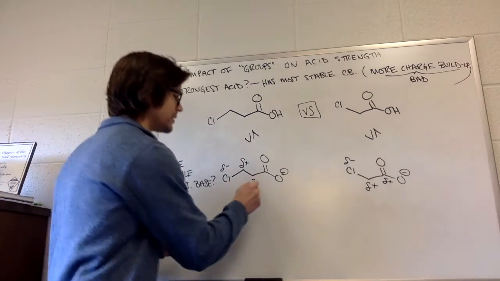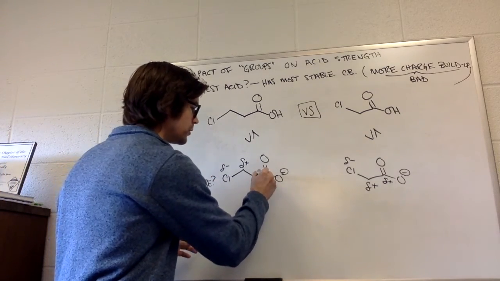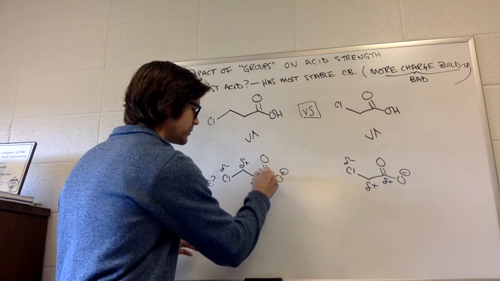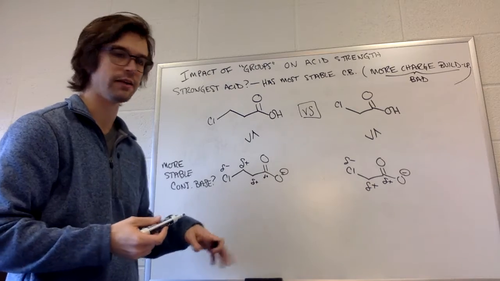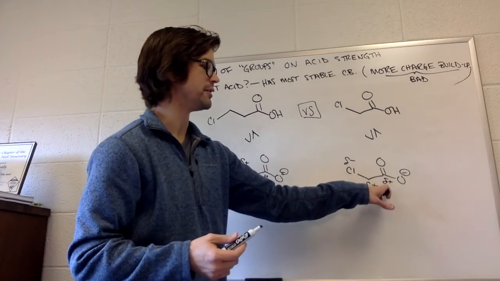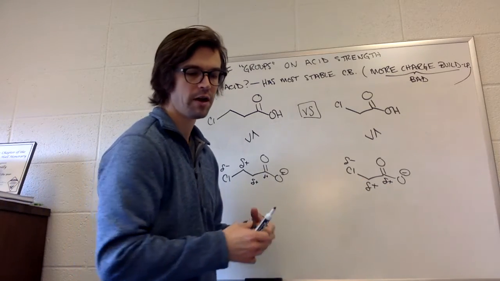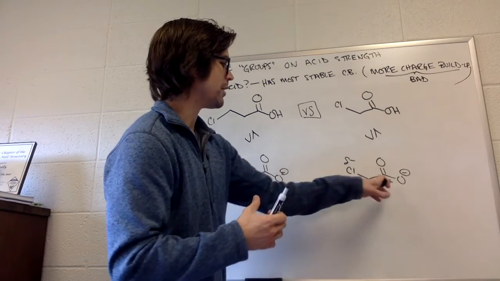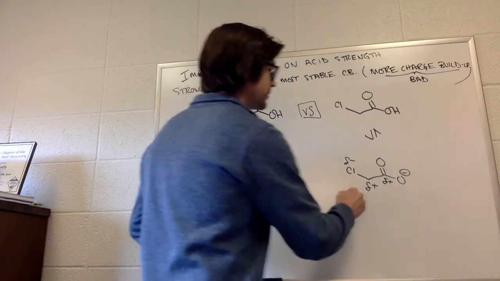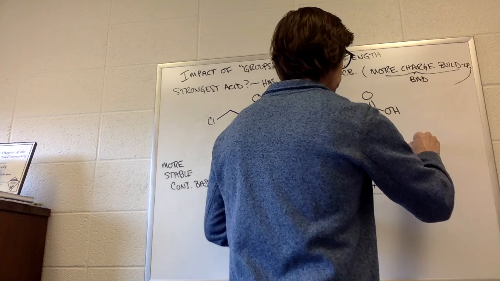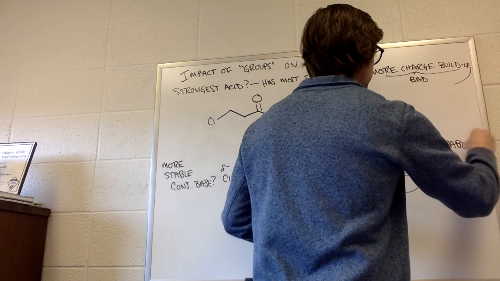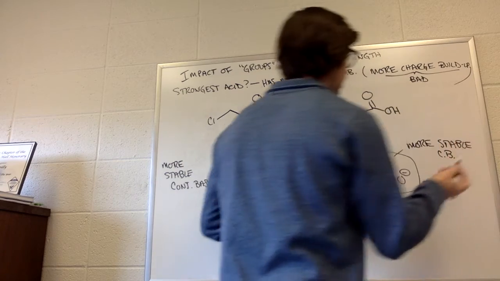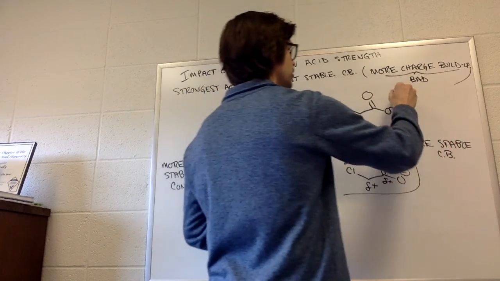We're able to stabilize that negative by having that partial positive right next to it. Versus this one here has an additional carbon to go to, so that partial positive is even smaller when it is actually next to the negative. So this larger partial positive does a better job of stabilizing that negative charge. So this is the more stable conjugate base. So that would mean that this is the stronger acid.